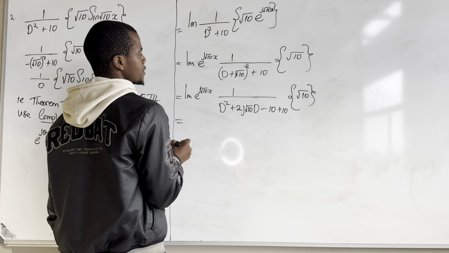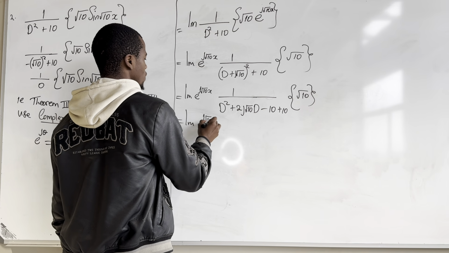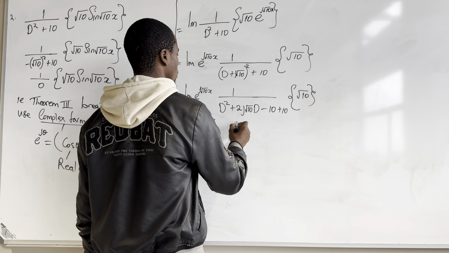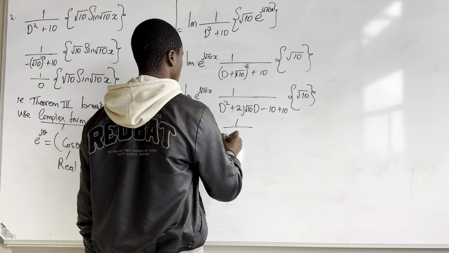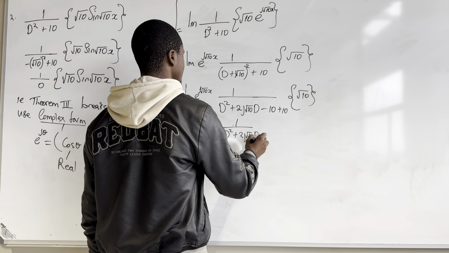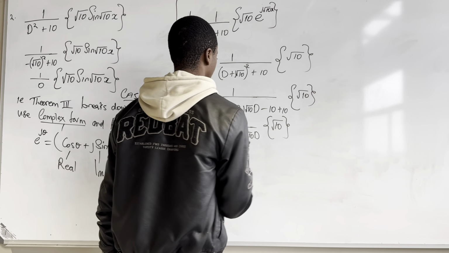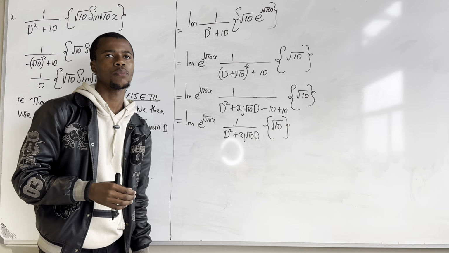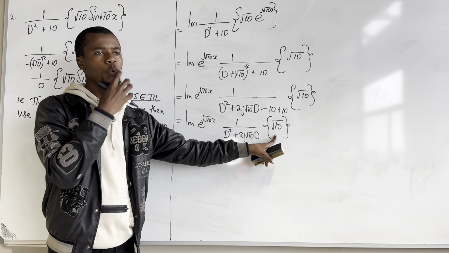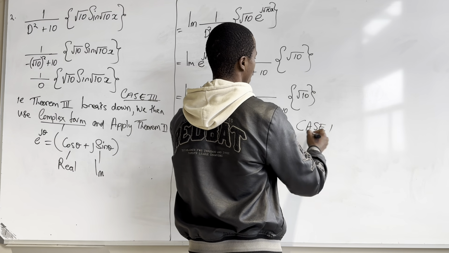Okay, so we have the imaginary part of e to the power of j root 10x, and then this cancels with this one, and we are only left with 1 over d squared plus 2j root 10 d. Now, our remainder is a constant. Our remainder is a constant, and we know that this is case number 1.